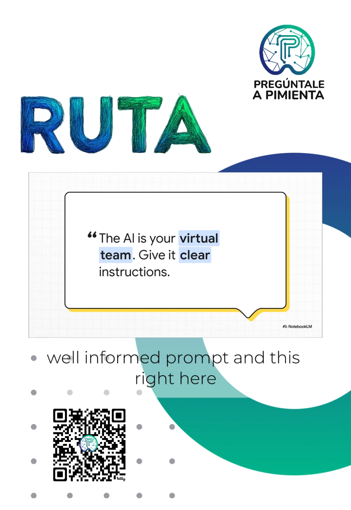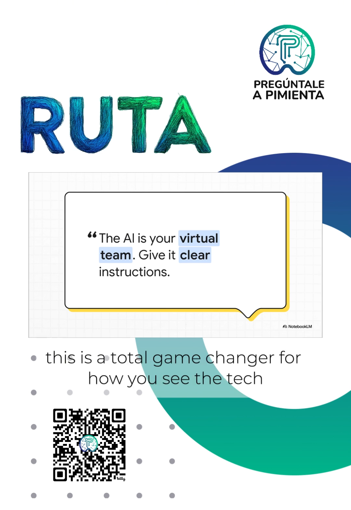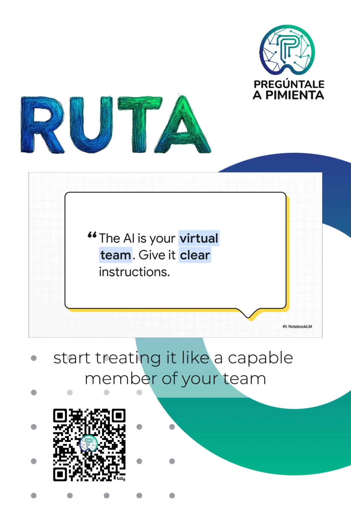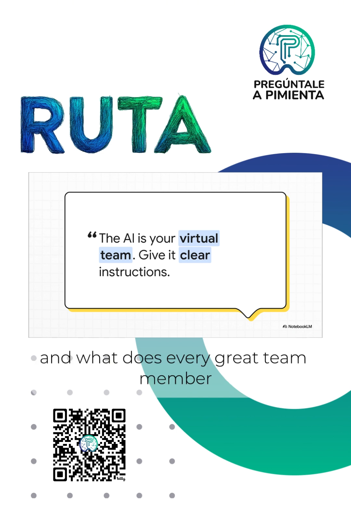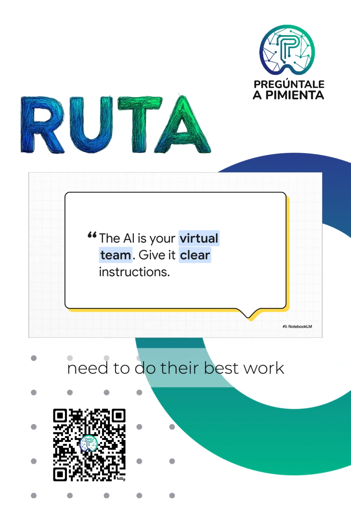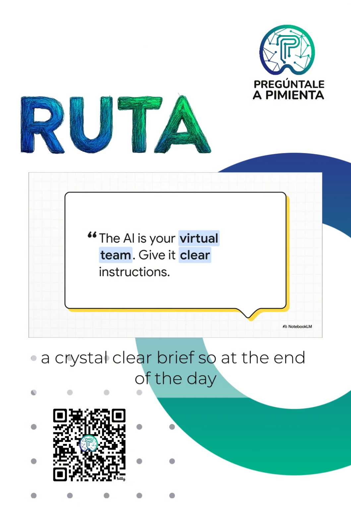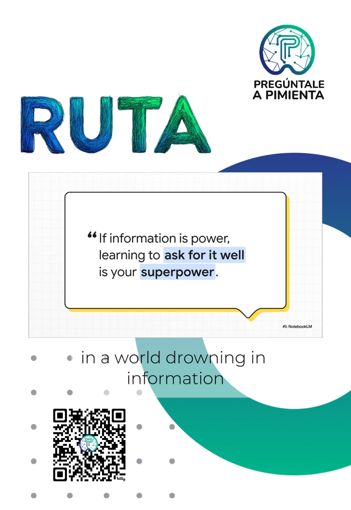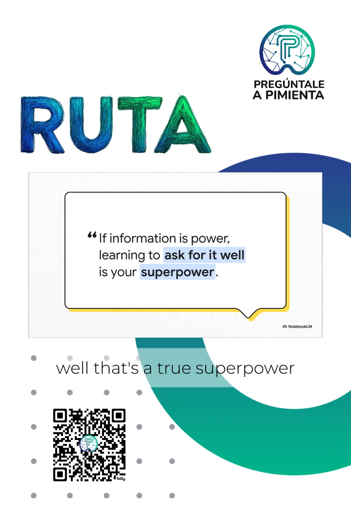And this right here, this is a total game changer for how you see the tech. Stop thinking of AI like some sort of magic 8-ball. Start treating it like a capable member of your team. And what does every great team member need to do their best work? A crystal clear brief. So at the end of the day, getting good at writing prompts, it's not just some neat little skill. It's a massive strategic advantage. In a world drowning in information, knowing how to ask for it the right way, well, that's a true superpower.